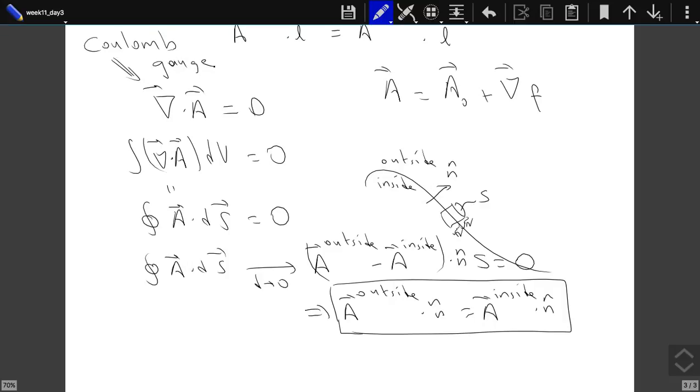There are infinitely many vector potentials corresponding to a B field. Some of them satisfy the Coulomb gauge. And these vector potentials that satisfy the Coulomb gauge are continuous across any boundary. They have to be continuous across the boundary.